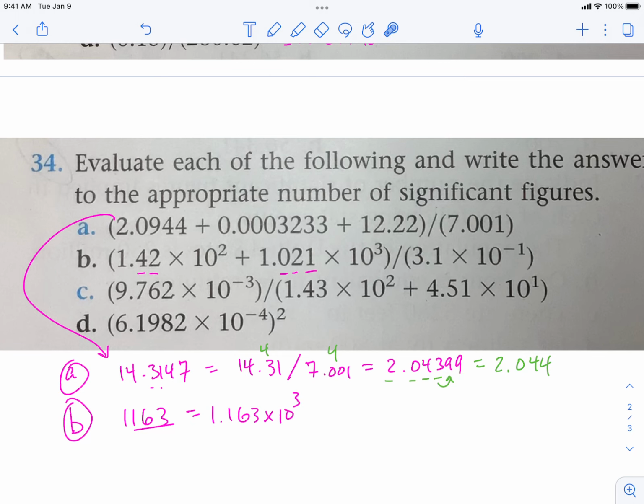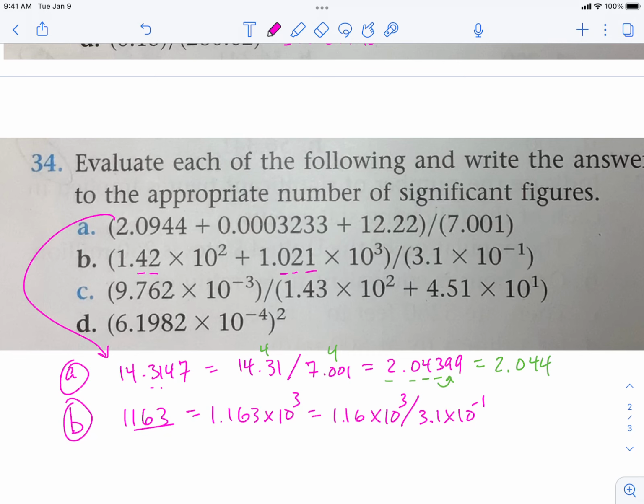Now we can round it according to our two decimal places. So I'm going to stop at the 6. We're not going to round the 6 up because there's the 3. So I get 1.16 times 10 to the third. And then we're going to divide that by 3.1 times 10 to the minus 1. So 1.16 times 10 to the third divided by 3.1 times 10 to the negative 1.